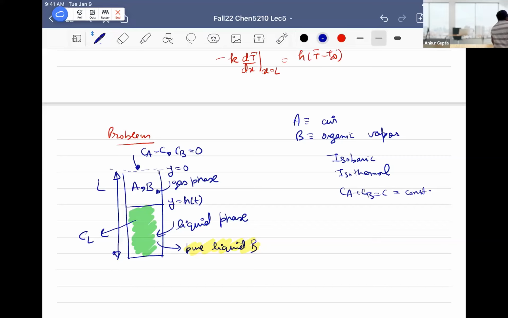So the question is, how do I solve this? This is called a pseudo steady assumption. If you want to make a 1D unsteady problem steady, we need to make it 1D steady with the pseudo steady assumption. Pseudo steady.